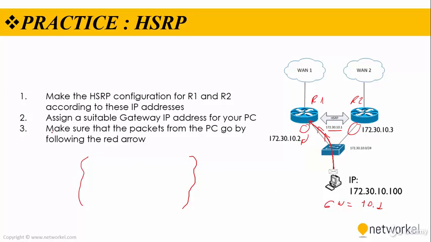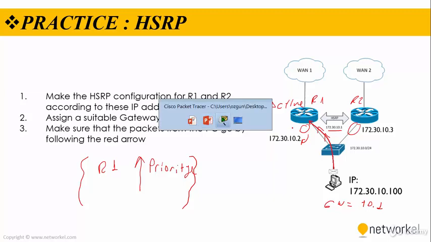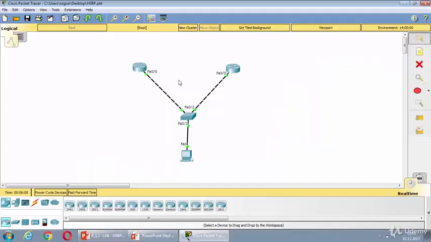And third, we need to make sure that the packets from the PC go by following the red arrow. So when I'm making the HSRP config on router 1, I need to use a high priority value, and we need to make sure that this router is the active one for the HSRP. Okay, let's go. First I'm going to assign the IP addresses, or I'm going to check if they're already pre-configured or not.